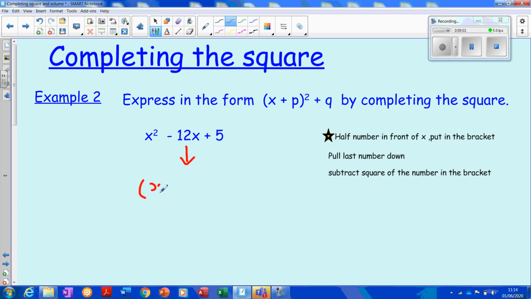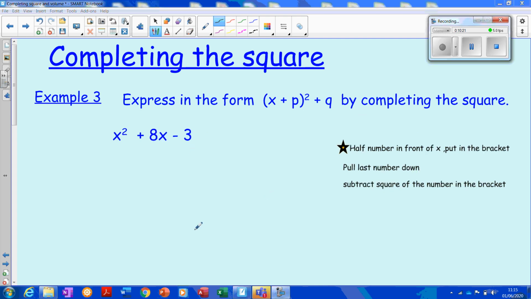So that becomes x minus 6 all squared. Pull the last number down. So pull down that plus 5 and leave it at the end, and then subtract the square of the number in the bracket. So we've got 6 squared, 6 6s are 36, and we've got to subtract 36. Okay, nearly there. All I have to do is tidy that up. So x minus 6 all squared minus 36 plus 5 is minus 31.